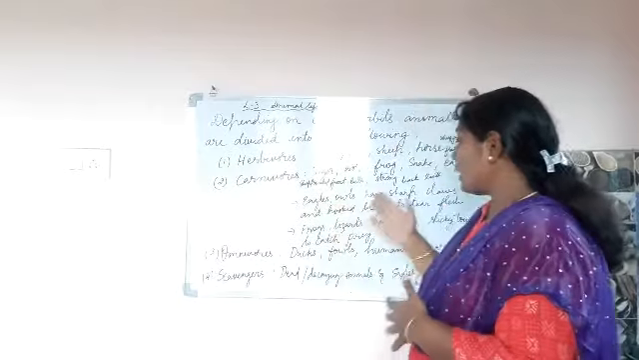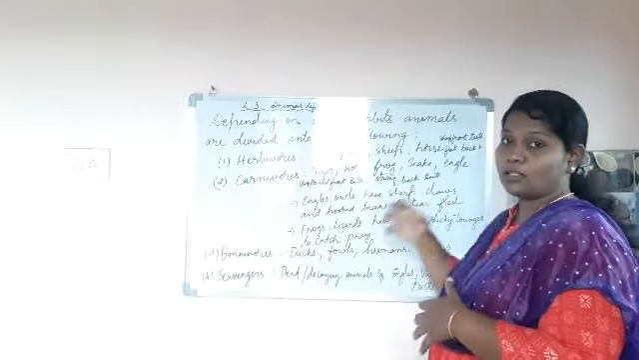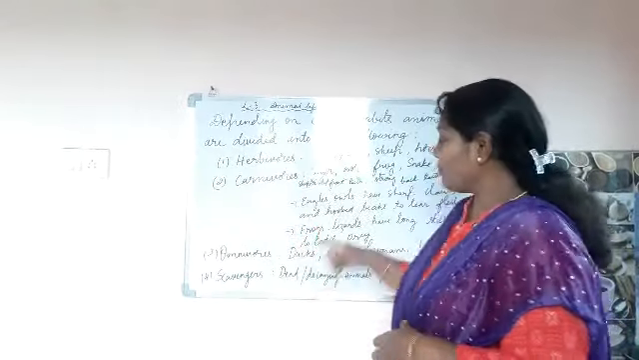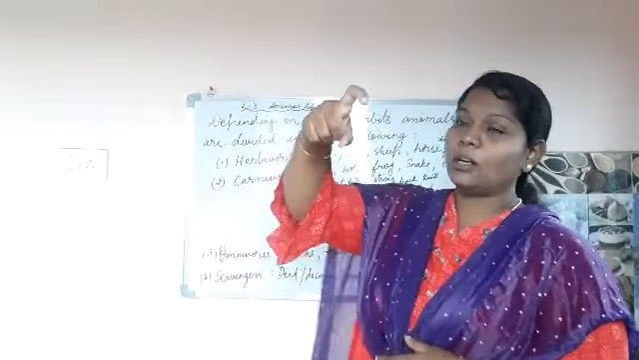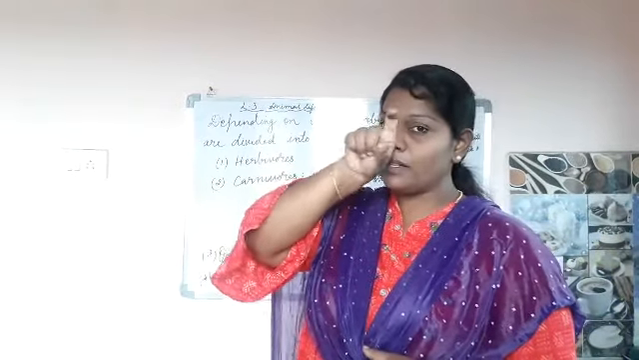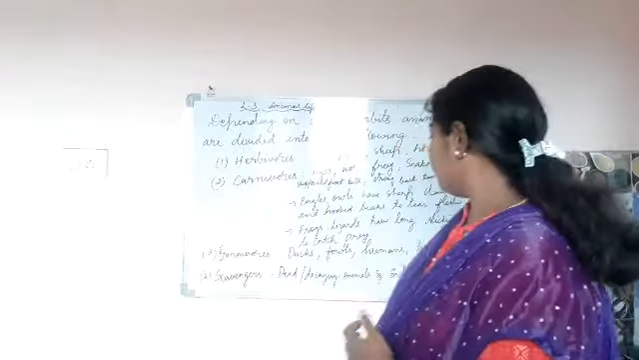So the eagles and owls have sharp claws. Claws means like this. And hooked beak. Hooked beak means like this. The beak means the nose of the birds.